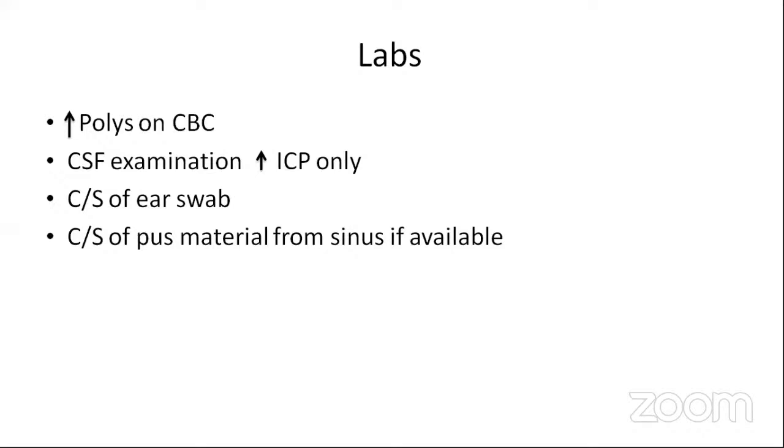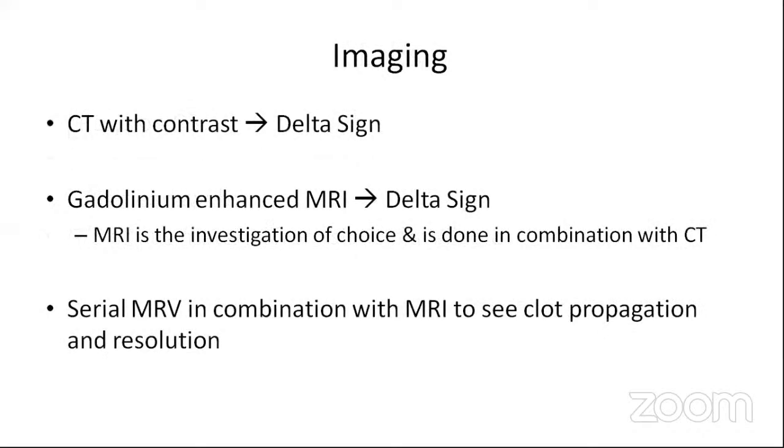On imaging, when you do a CT head, you'll see a delta sign. That is, the thrombus will appear as a delta sign. The delta sign shows the thrombus as a triangular area with rim enhancement and central low density, which is seen in the posterior cranial fossa. So there is a central triangular low-density area surrounded by rim enhancement. That is called the delta sign.